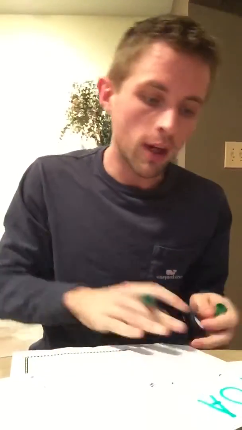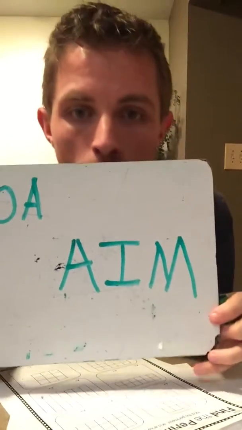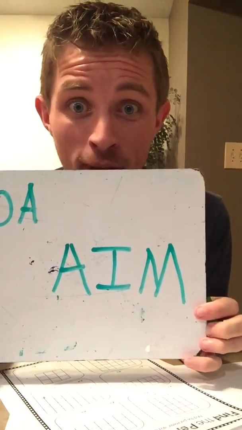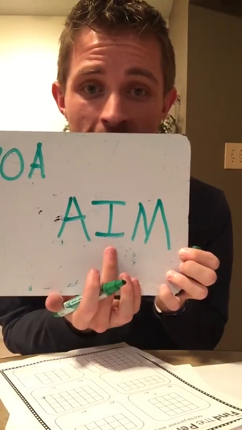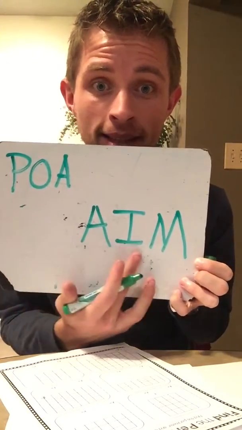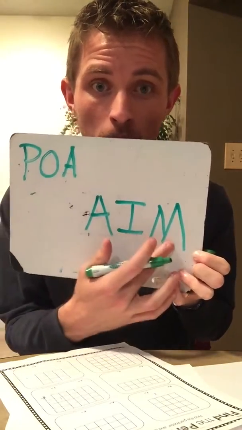Okay, so now with area, guys, remember with perimeter, we said perimeter is on the outside, so we add, right? POA. Now with area, what we're gonna say is area is on the inside, so we multiply. This is AIM. So we have POA for perimeter, and we have AIM for area. Area, inside, multiply. Perimeter takes place on the outside. Area takes place on the inside. Perimeter, we add. Area, we multiply.